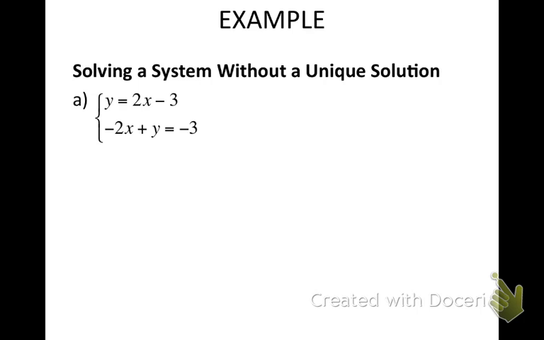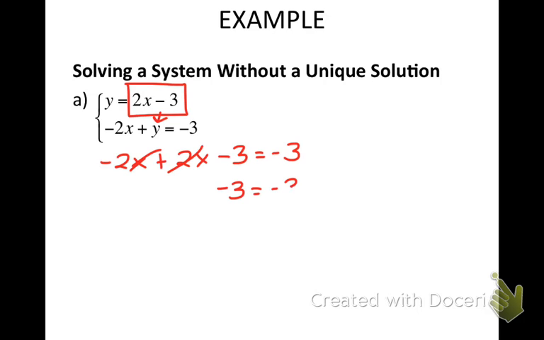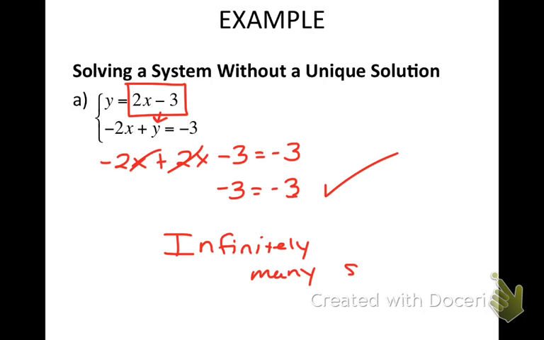But let's just say I didn't think about that, and I just thought, okay, I'm plugging and chugging, substitution method, let's do it. Well, y is equal to 2x minus 3. That's going to go in place of y there. So that equation now becomes -2x plus 2x minus 3 equals -3. What happens to your 2x's? They cancel out. What are you left with? -3 equals -3. Well, does -3 equal -3? Yes. So we got a true statement. When you get a true statement, then we get infinitely many solutions.